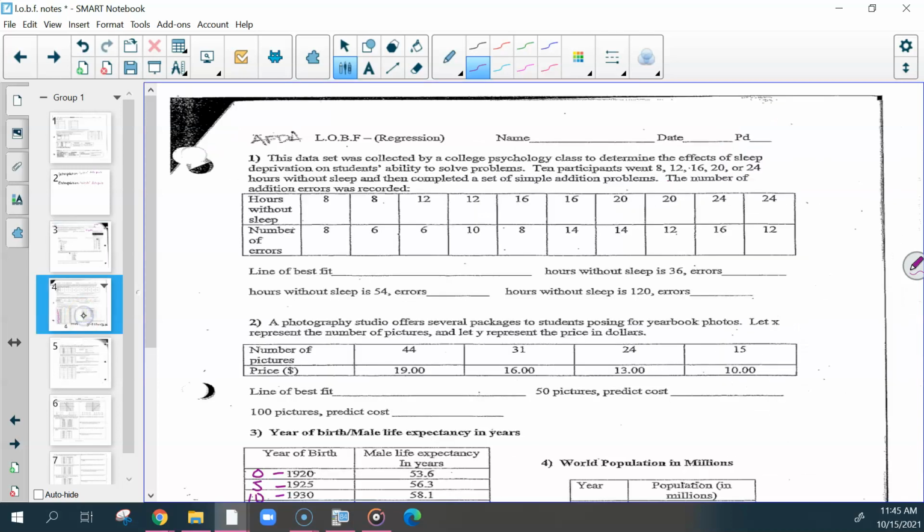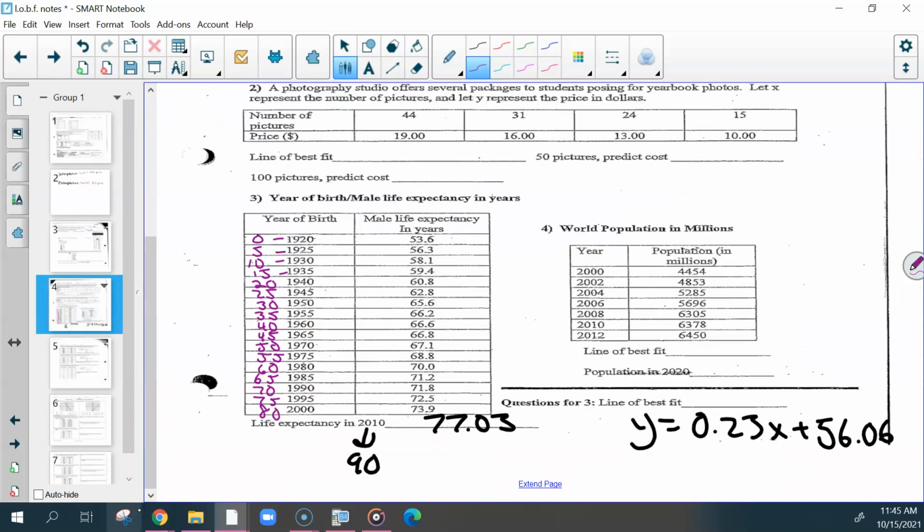So like the example we just did with years, would 2010 be inside this data or outside? Outside. If I said something like 1994, that would be something inside this data we would interpolate. So as you go through and you practice some of these, I would write next to it if you interpolated or extrapolated.